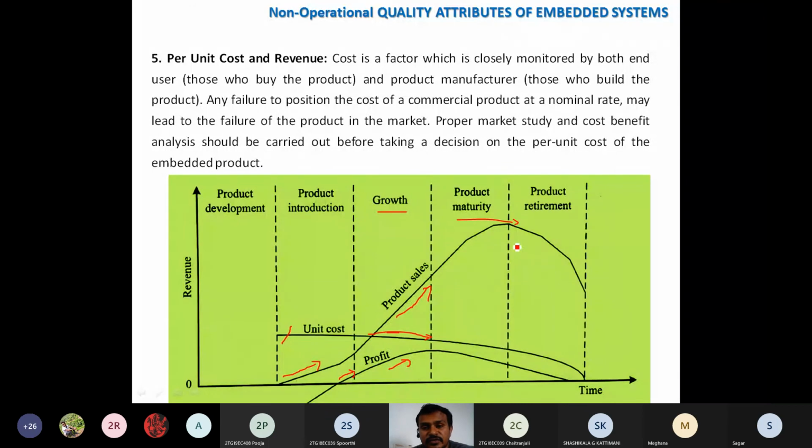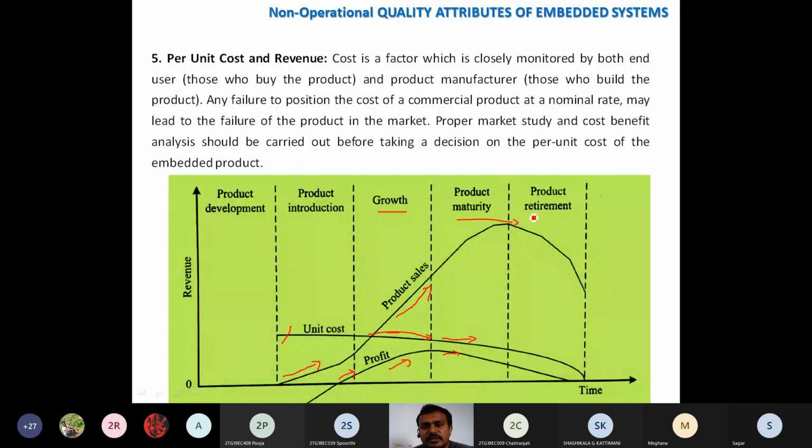Okay, so what about the manufacturer? Obviously, once the product reaches maturity, he is going to think about another new model, and he is going to stop that older model. He is going to stop the manufacturing of that older model, and think about a new prototype. That will be achieved during the period of product maturity, where he gets the maximum revenue, maximum profit, and maximum sale, and unit cost is also reduced. It keeps reducing based on the revenue as it increases.